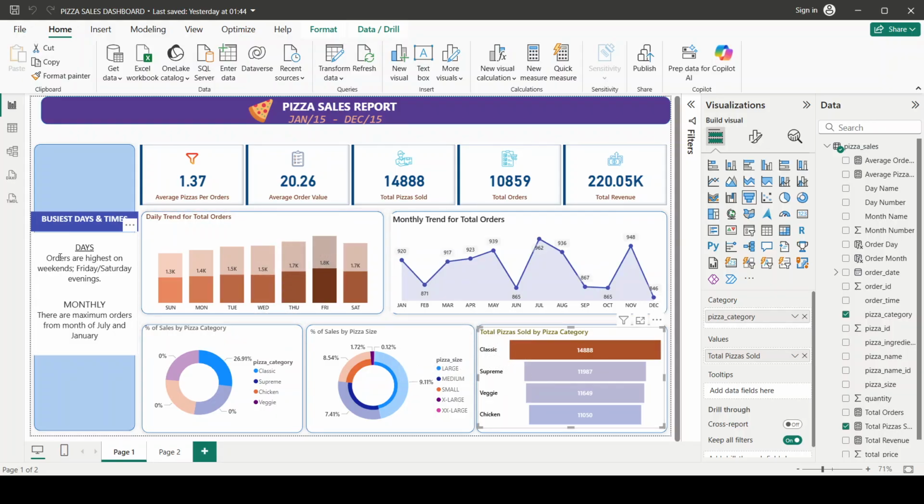And yeah, so here, this is what I said I'm still working on. The orders are highest on the weekends, which is Friday and Saturday evenings. And then for the monthly, there are maximum orders from the month of July and January. So if you check here, the orders are very high in July. The orders are very high in November, but it drops in December, and they are lowest in December, and in September it's slightly lower. It remains flat until October, and then it rises in November.